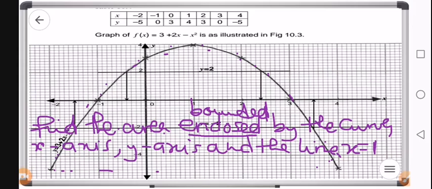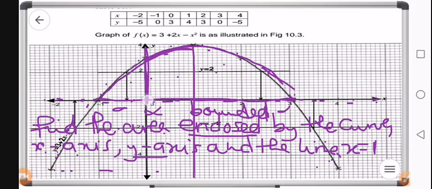Then they continue and say the x-axis, the y-axis, and the line x equal to 1. So the area which is enclosed by the curve, the x-axis, the y-axis, and x equal to 1, that area is this one.